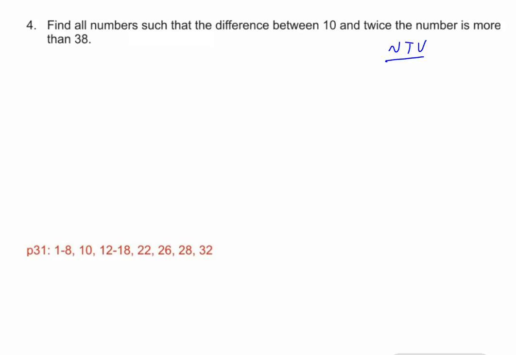So again, all right, so what are we looking for? Find all numbers such that the difference between 10 and twice the number. All we know is the number. That's it. That's what we're looking for, the number. What do you guys want to call it? X. All right, I heard X first. We'll call it X. All right, so we named our variable. Not a big deal. And then I heard you guys say keywords, right? And that is next.